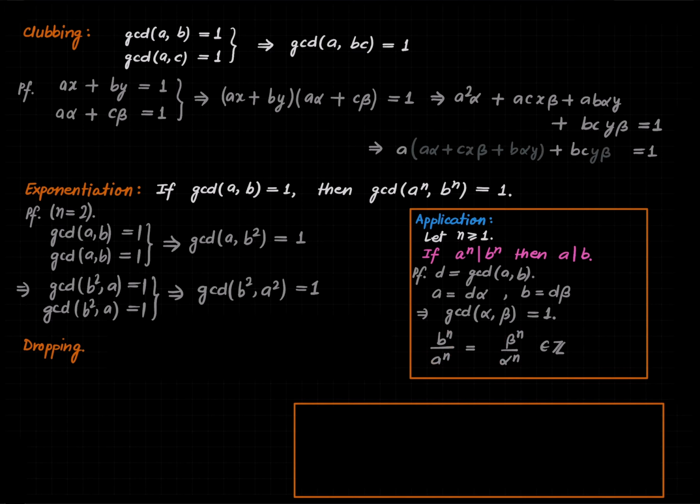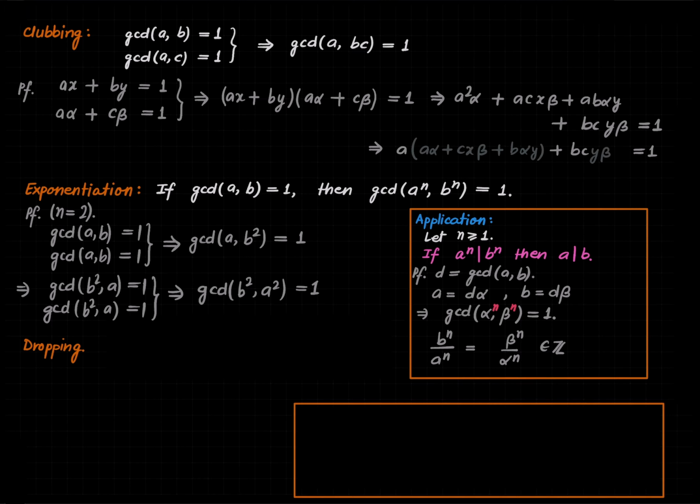But by the fact that alpha power n and beta power n are relatively prime, so let me put an n here, by the exponentiation property. Since alpha power n and beta power n are relatively prime, the only way this can be an integer is that alpha power n is 1 and hence alpha is 1, and that's it. If alpha is 1, then D is equal to A. Okay, I hope you followed this. It's important.